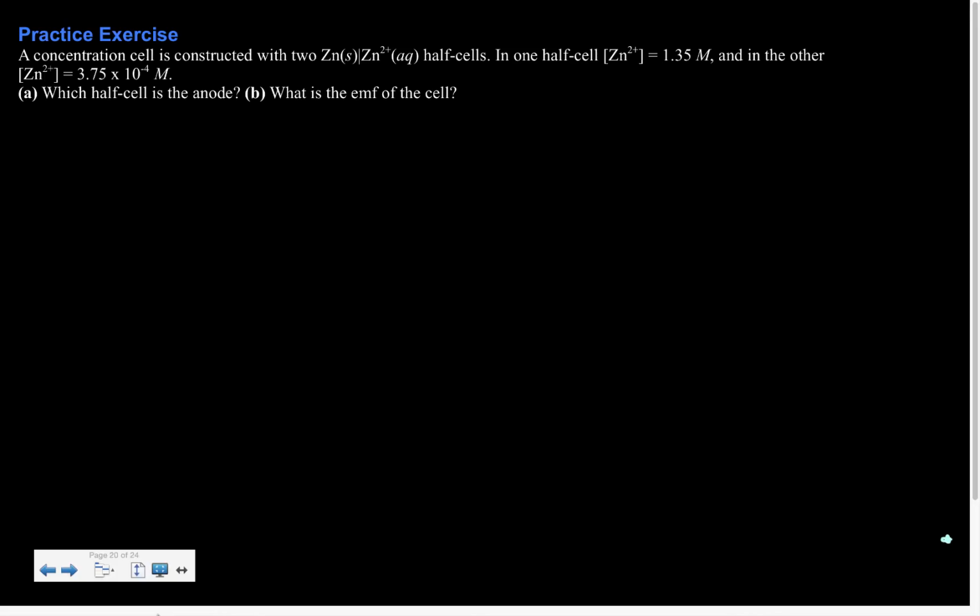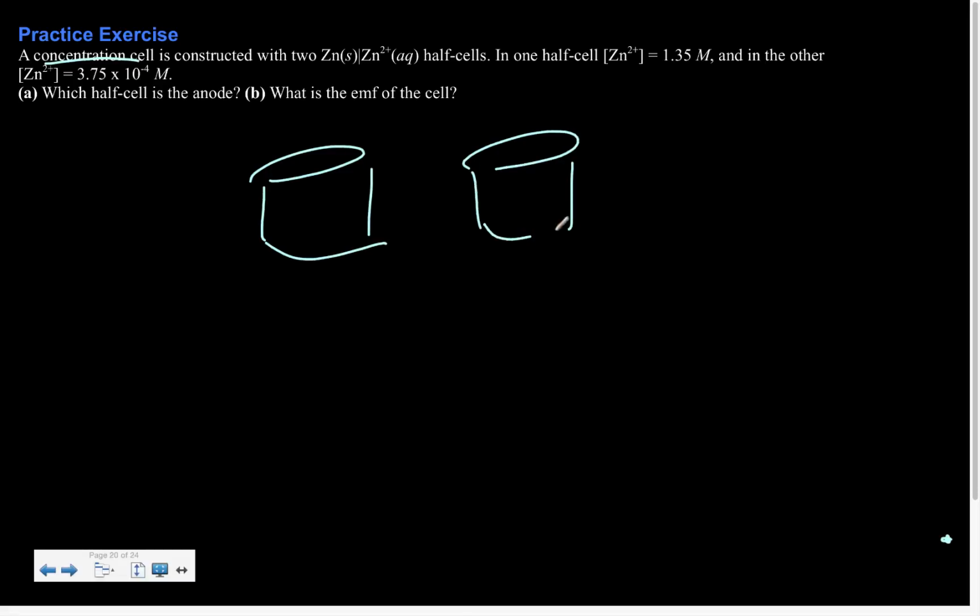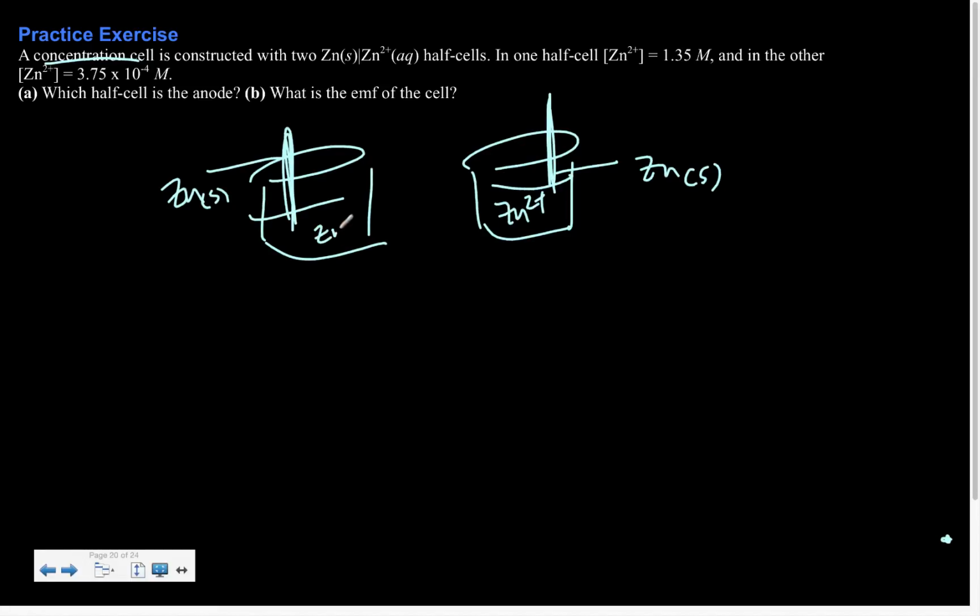All right, finally, last up for concentration cells. So here we have a concentration cell, right? It's constructed with 2 zinc solid, zinc 2 plus half cells, right? Which means that we have the concept of our cells again, right? Where both of them have zinc. Okay, both of them have zinc solid, and both of them have zinc 2 plus floating around. But like we just said, if we skew the concentrations, we can make the voltage be favorable.